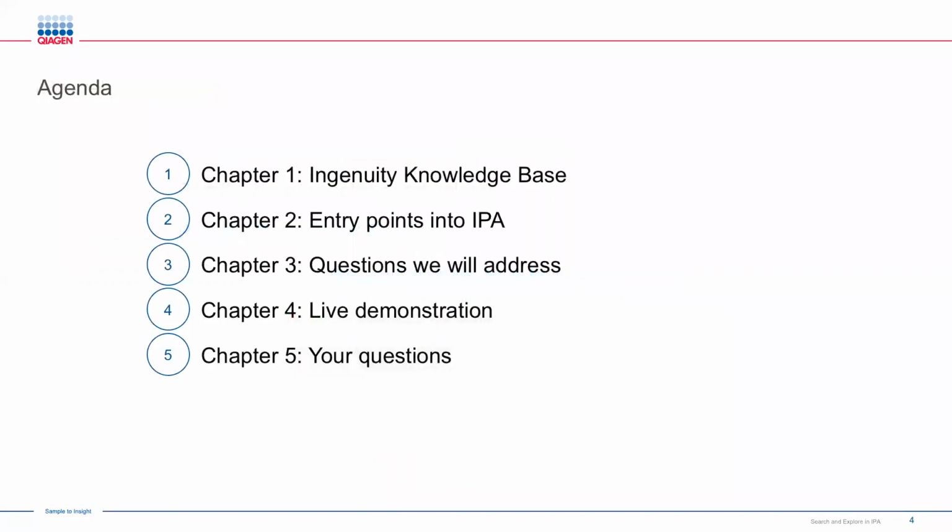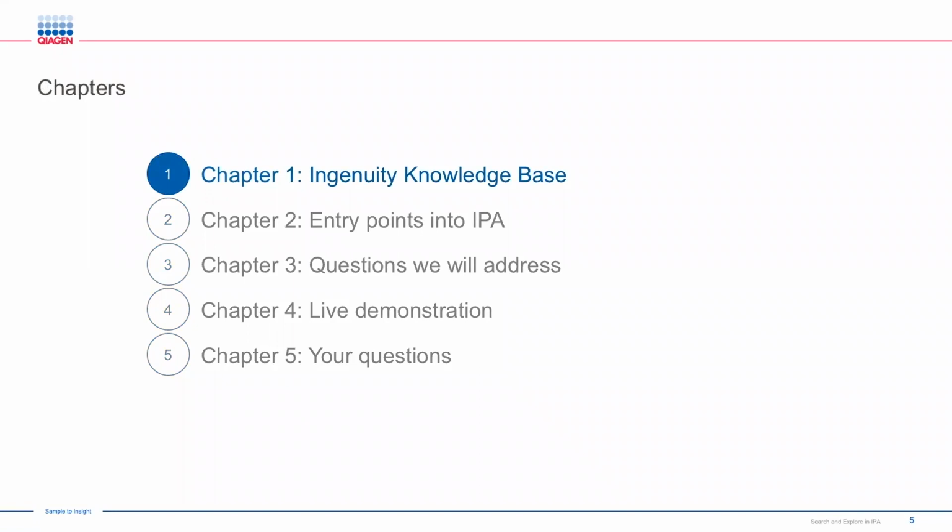But first, I'd like to provide you with a brief overview of the webinar. I'm going to start with an introduction to the Ingenuity knowledge base, which contains findings that underlie every algorithm that the program performs. I'm going to show you different ways that you can start to use IPA both with or without data. And then I'll next tell you about some questions that we'll address today using an example. We're going to do this with a live demonstration in IPA. And then finally, I'll answer your questions.